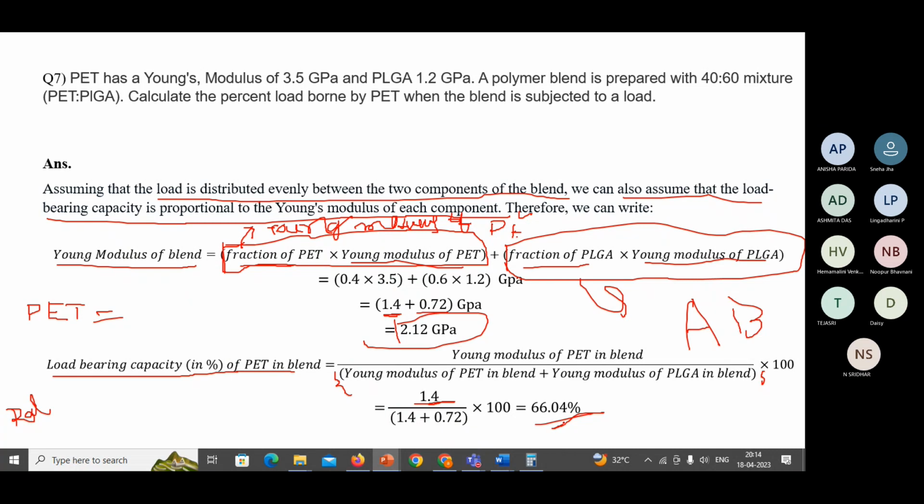So is this question clear to everyone? Okay, so if this question is clear to everyone? Yes, ma'am. Anyone has any doubt?